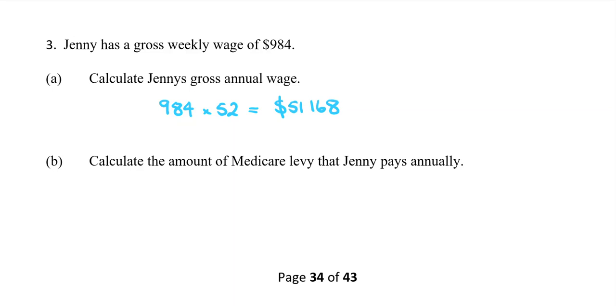However, now we have to calculate Jenny's Medicare levy. So she is going to have to pay 2%, so 2 over 100, times her income, which is $51,168, which means she is going to have to pay $1,023.36 of her income towards the Medicare levy.